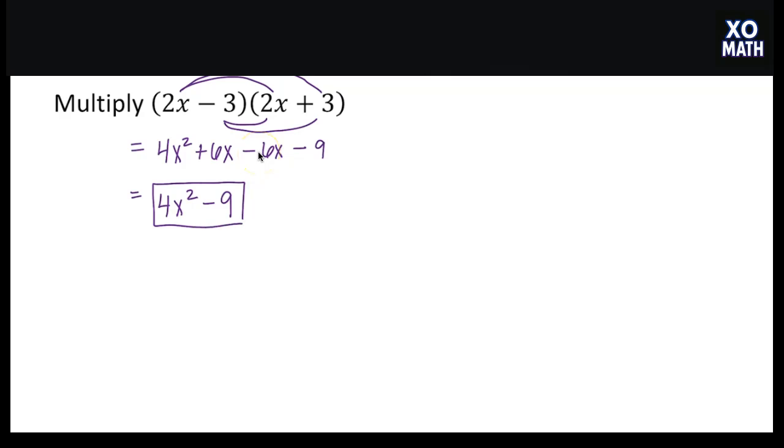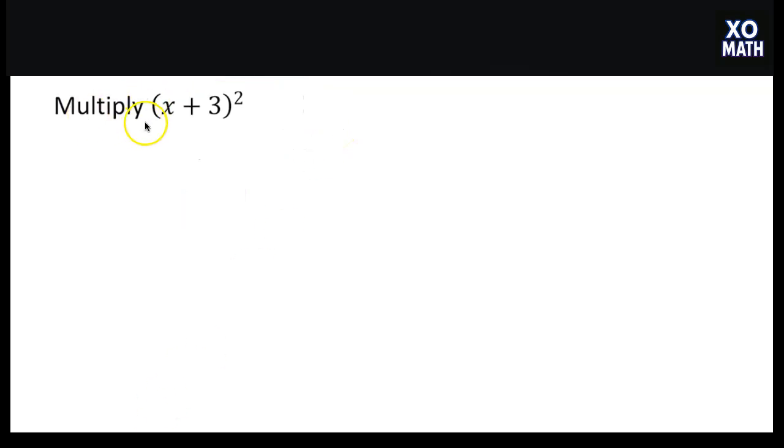Something to observe is that I started with 2x minus 3 and 2x plus 3, and I ended up losing my middle term. So this has a special relationship. These two binomials are called conjugates of one another. And that may be helpful to know later in your course. And finally, let's multiply x plus 3 squared.